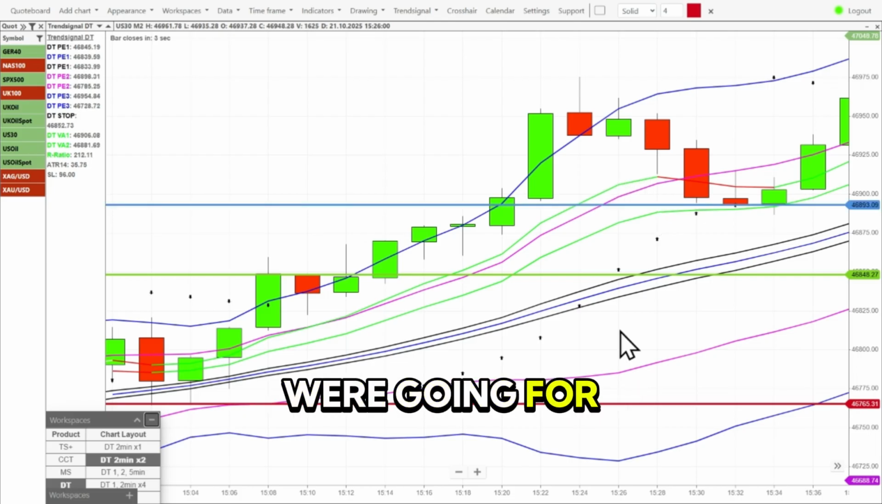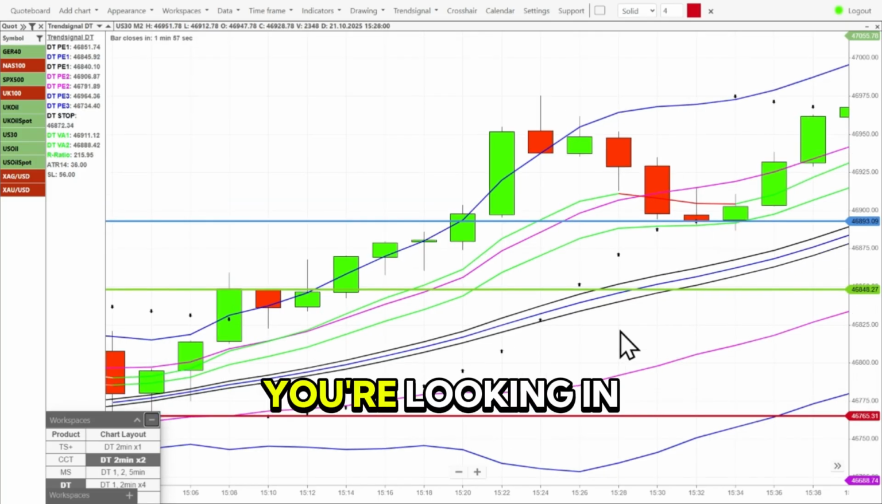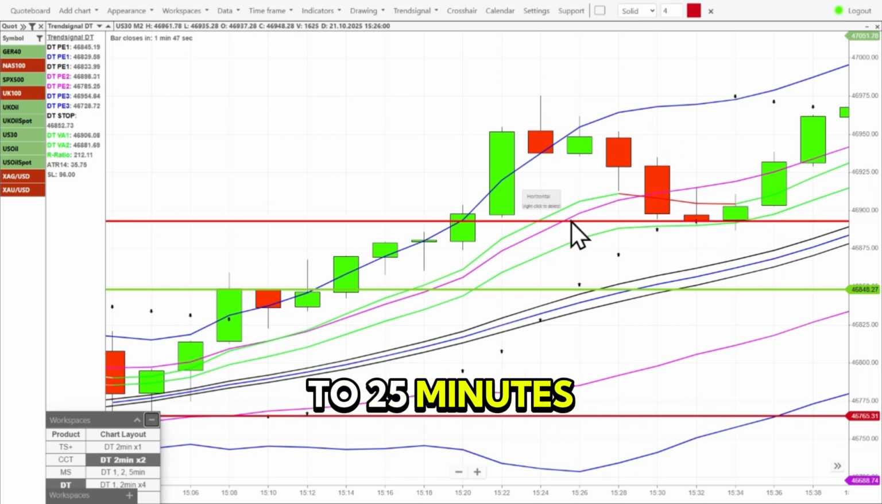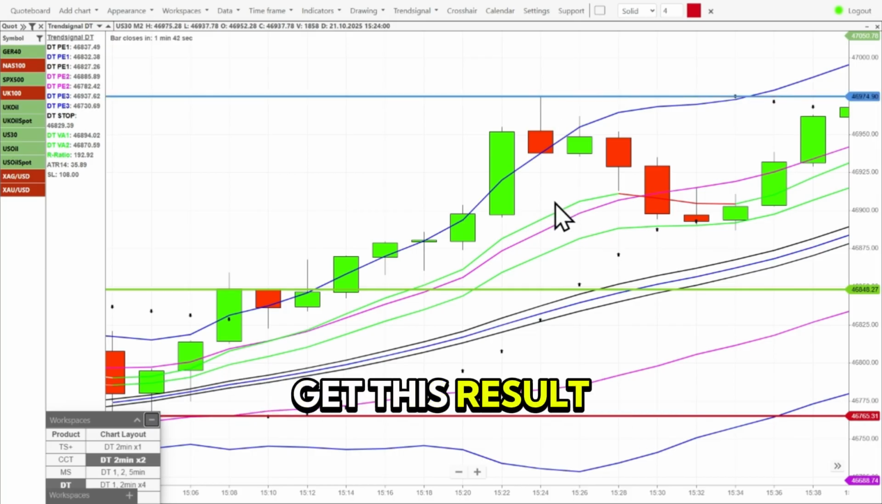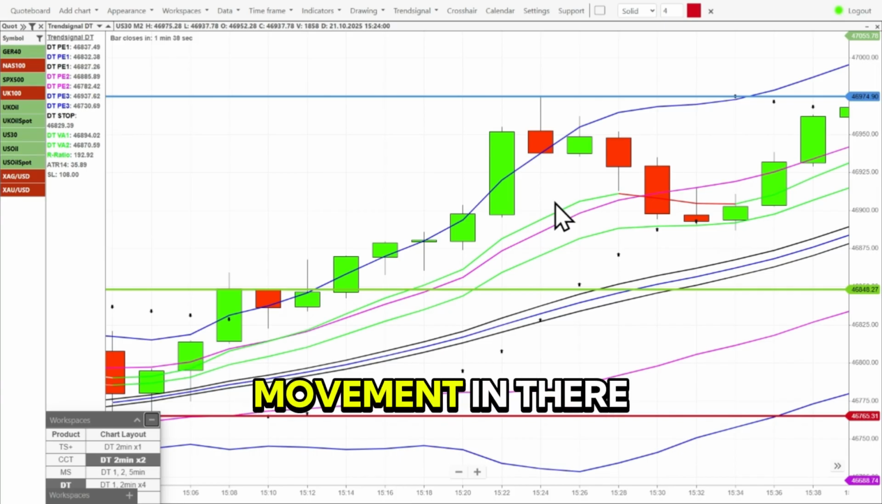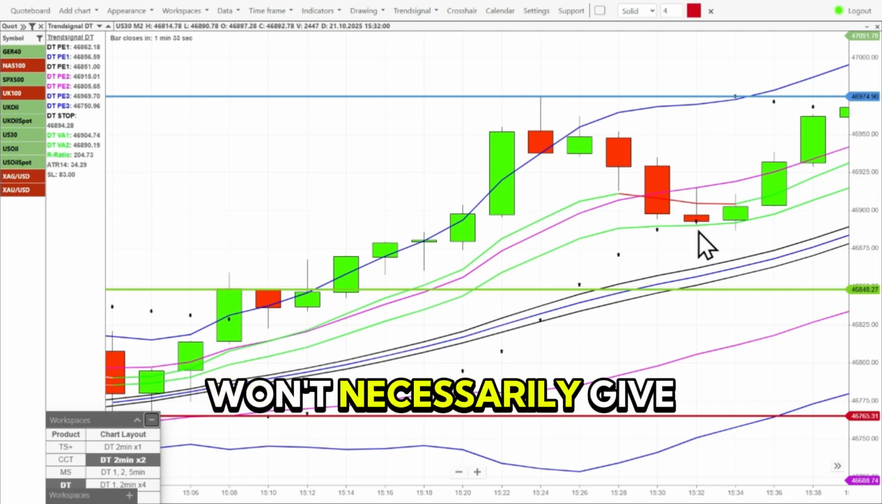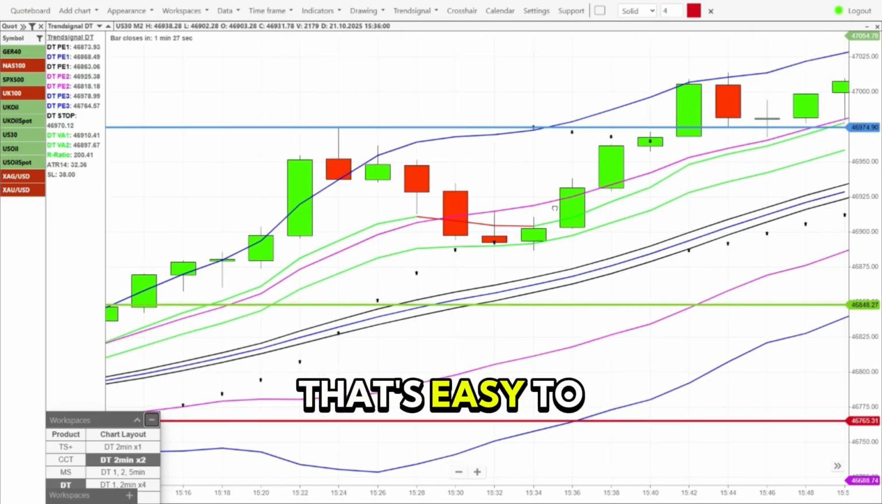Now, if you were going for a black arrow exit, which is what most people will do when they're brand new to this, takes the pressure away, you're looking in the region of about 45 pips worth of profit over the space of about 20 to 25 minutes. Now, the total opportunity, if you were the perfect trader, which nobody's going to get this result, but we'll talk about it anyway, there was 130 pips worth of movement in there, roughly, going from this green to this blue line. So the black arrow won't necessarily give you the best exit, but it will give you a consistent exit that's easy to replicate.